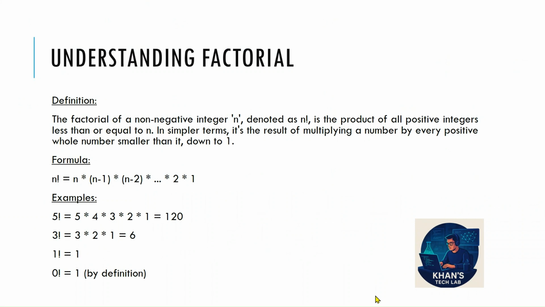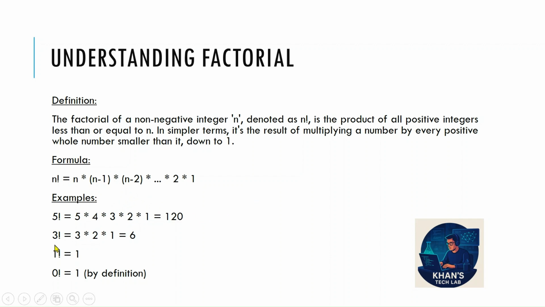Even for 0, 0 factorial by definition is equal to 1. And 1 factorial is also equal to 1. Now if we go by the formula, n factorial equals n into n minus 1 into n minus 2 into n minus 3 and so on until into 2 into 1. For example, 5 factorial is 5 into 5 minus 1, which is 4, then 5 minus 2, which is 3, then 5 minus 3, which is 2, then 5 minus 4, which is 1. And the multiplication is 120.